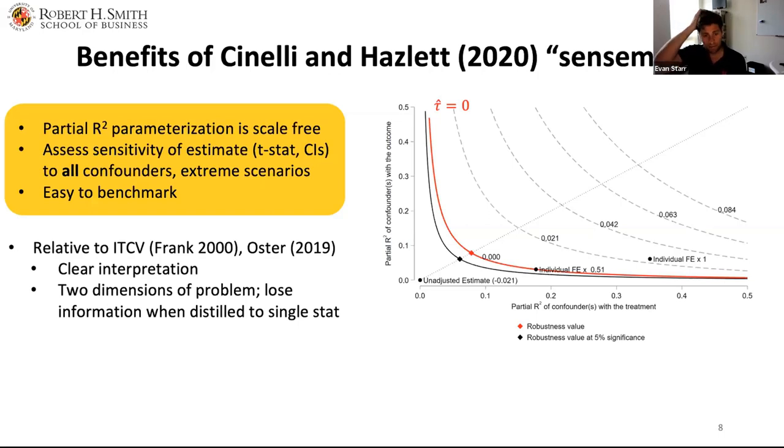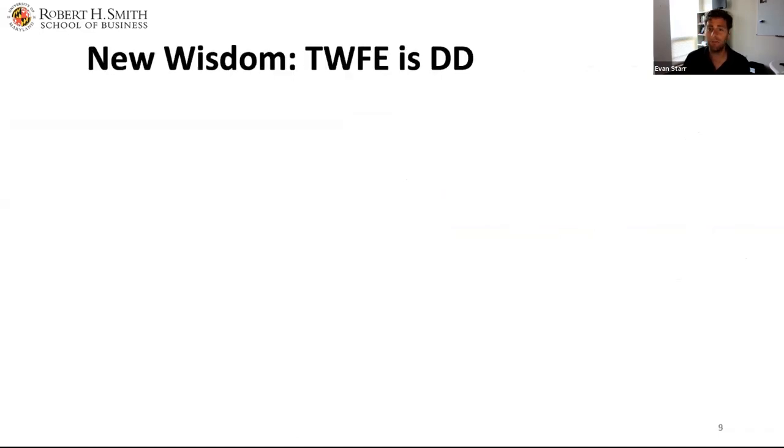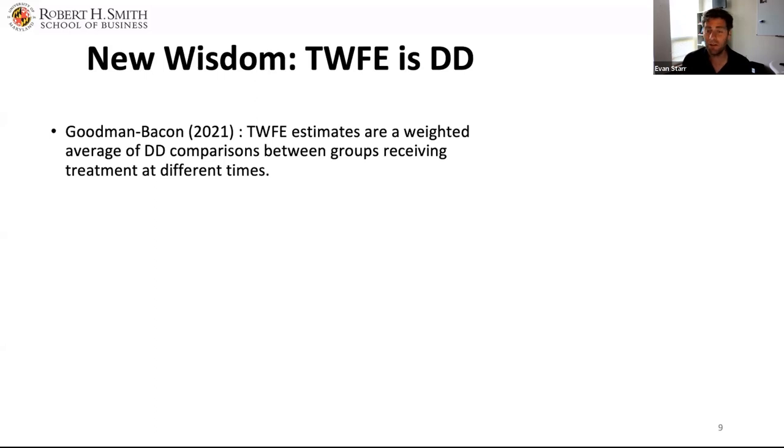Now, in our context, we ran a two-way fixed effects model, but as you may be aware, two-way fixed effects models can be really messed up and really biased. We've learned that for two-way fixed effects models, the relevant identifying assumption is actually not one of conditional independence but one of parallel trends, because two-way fixed effects models are really just aggregated difference-in-differences models. Goodman-Bacon in 2021 has a paper where he shows that a two-way fixed effects model is a weighted average of individual difference-in-differences comparisons between groups that receive treatment at different times.